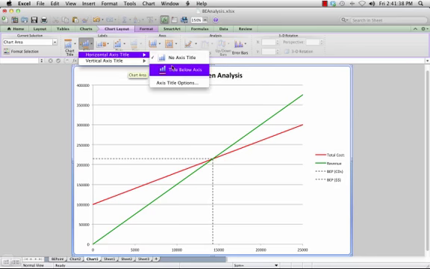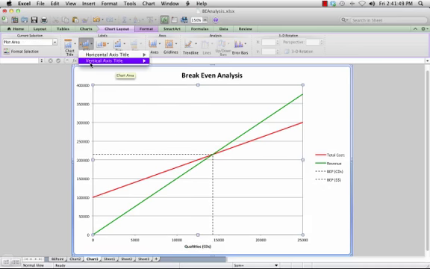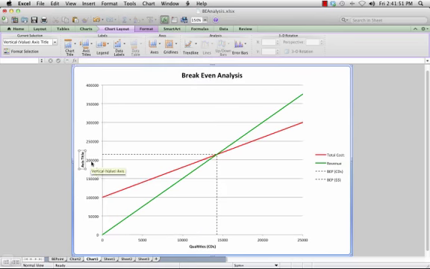Want to give it a horizontal axis. This is quantities of CDs. And if we want to give it a vertical axis title, this is revenue or total cost, depending on which, but the unit of measure in both cases is dollars. And there we've recreated the chart from figure 17.1 in the textbook, page 555.